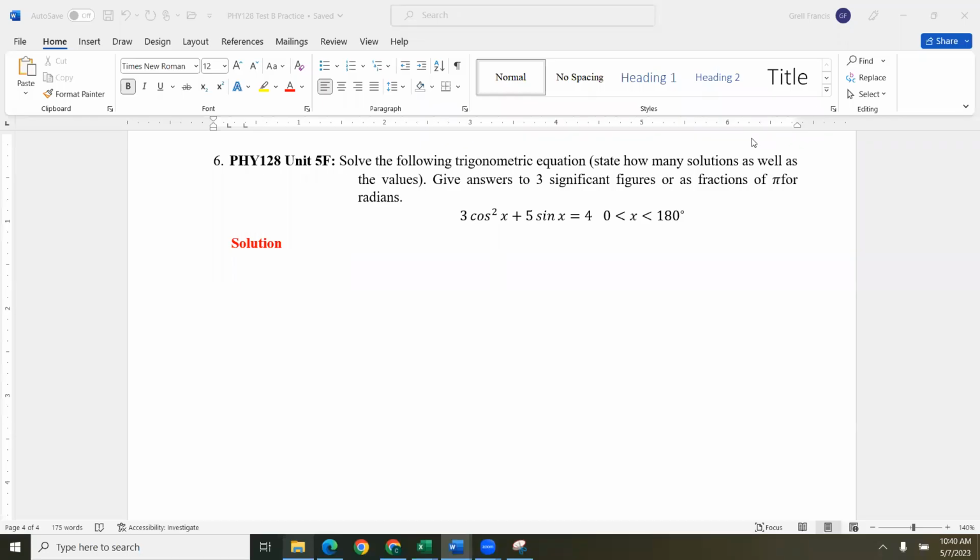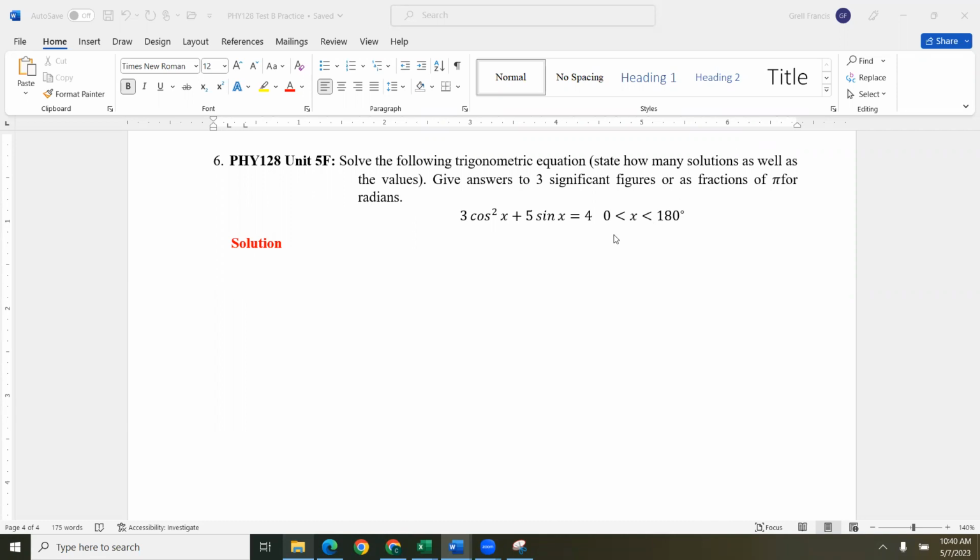So we're moving on now to number 6, PHY128 practice questions for test B. It says solve the following trigonometric equation, state how many solutions as well as the values. Give answers to 3 significant figures or as fractions of pi for radians.